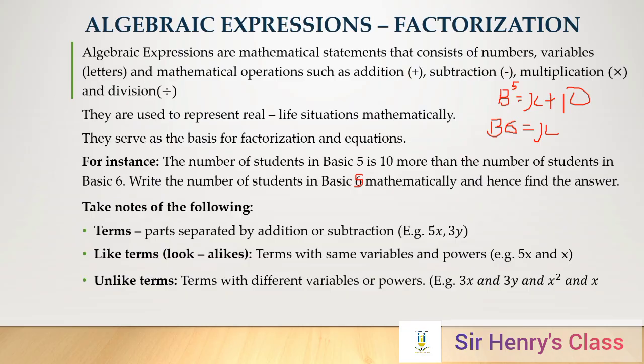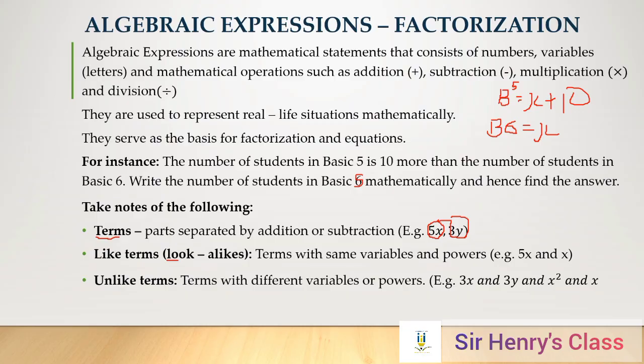Now let's take note of the following. I'll be mentioning some of these things. We have what we call terms. When you say terms, they are parts separated by addition or subtraction. So if you see 5x standing alone, it is a term. We call it term 1. If you see 3y standing alone, we'll call it term 2. So in this case, how many terms do we have? Just 2. So anytime you have 2, 3, 4 expressions separated by addition, then we have terms.